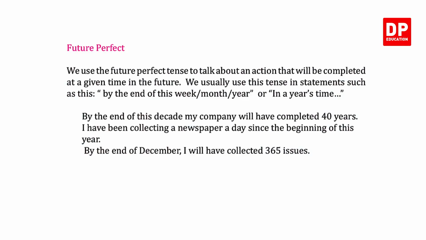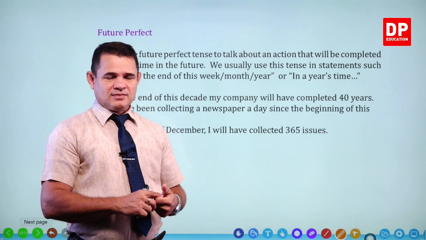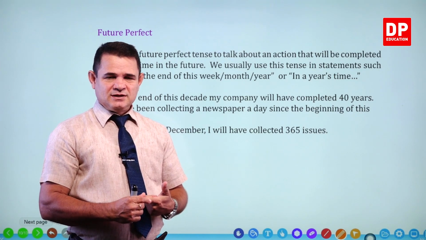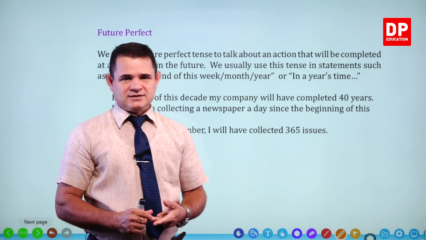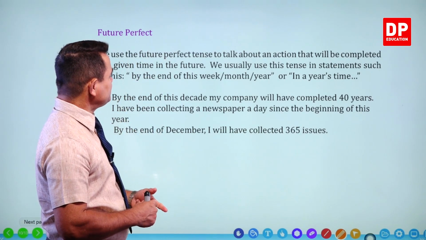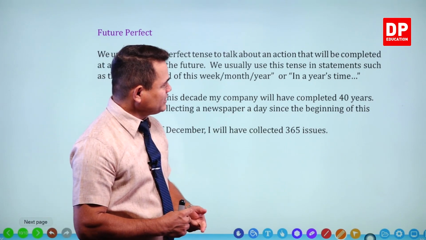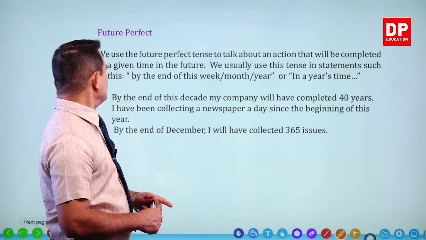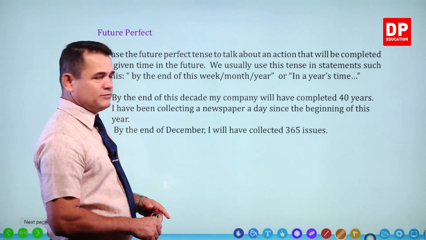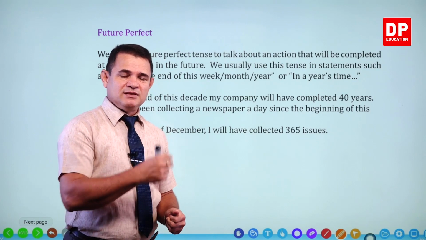The next one. ඊළඟට අපි ඉගෙන ගන්නේ future tense එකේ. Now we first learn simple future, then future continuous, now future perfect. That is, we use the future perfect tense to talk about an action that will be completed at a given time in the future.